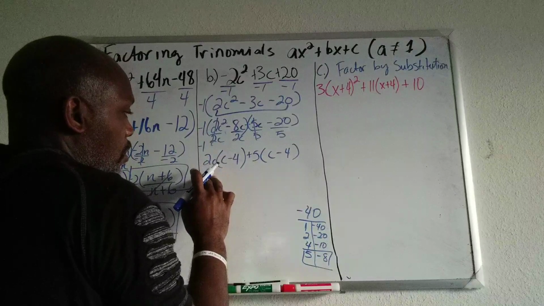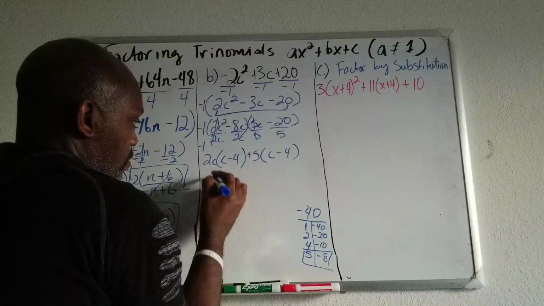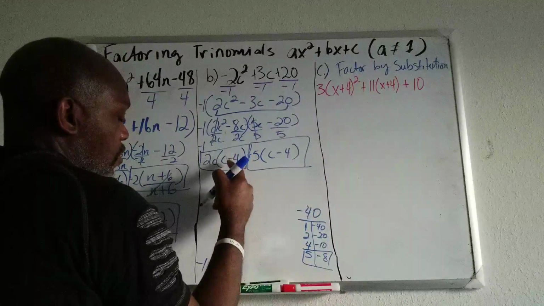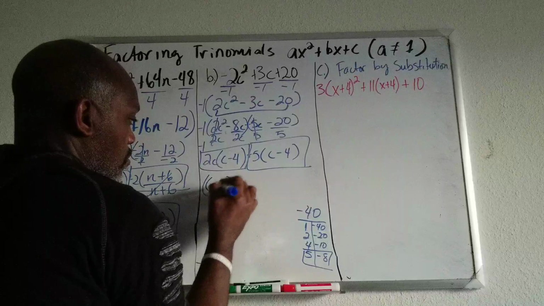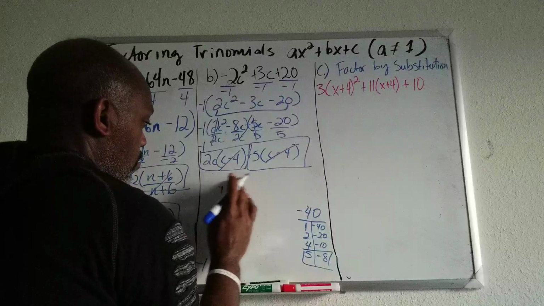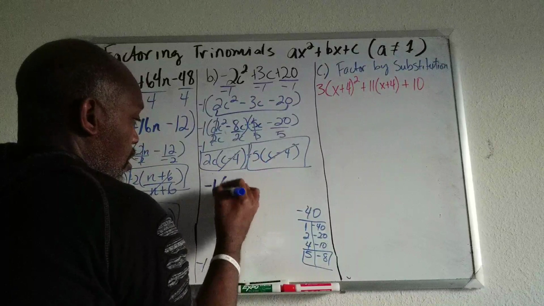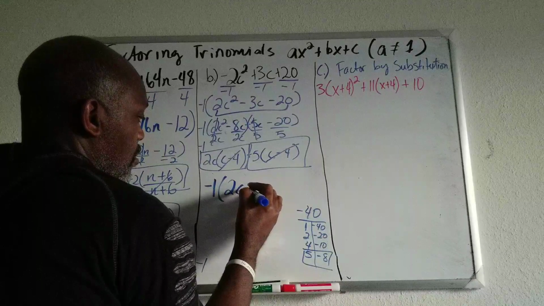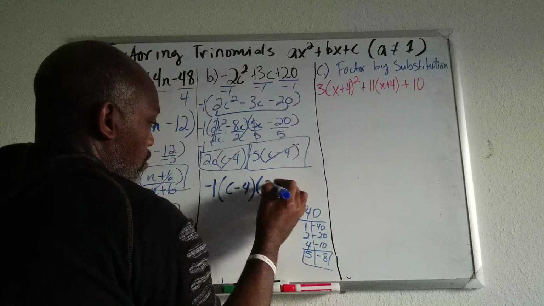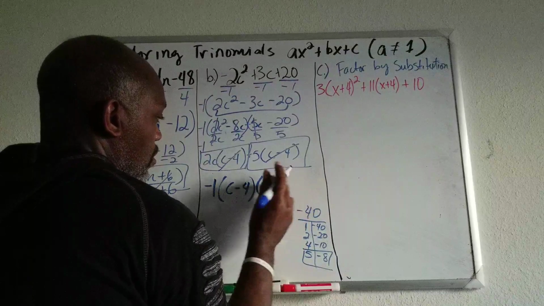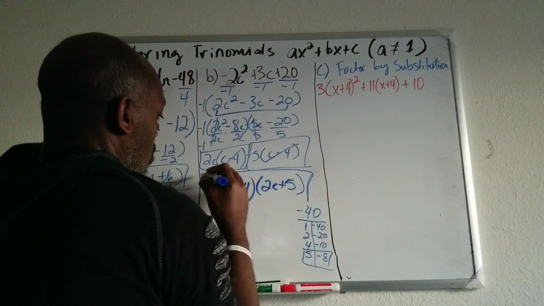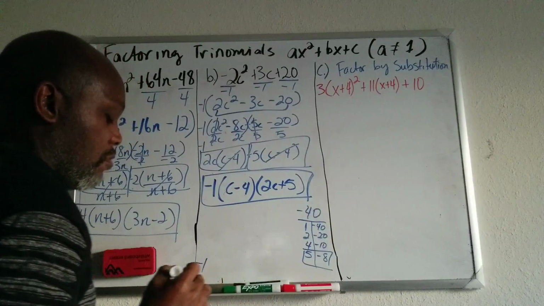What they have in common is c minus 4. So that rules out, and I'm left with 2c plus 5, but I can't forget about the negative. So that's negative 1 times c minus 4 times 2c plus 5. Doesn't really matter how you write it, because of the commutative property. All right, and that's your answer.